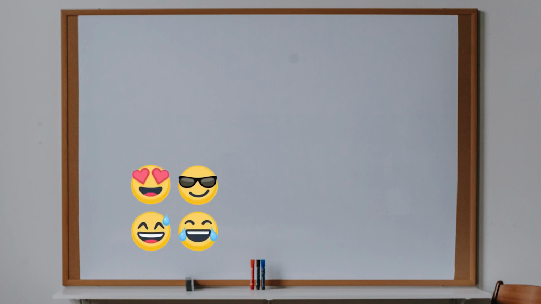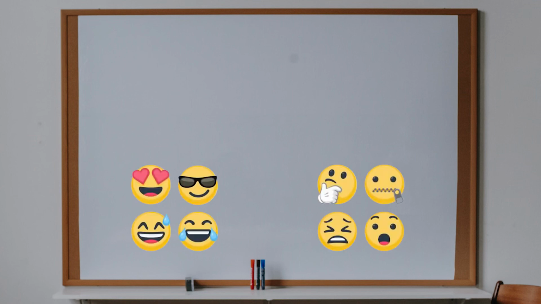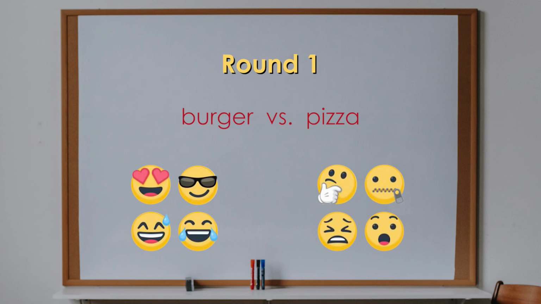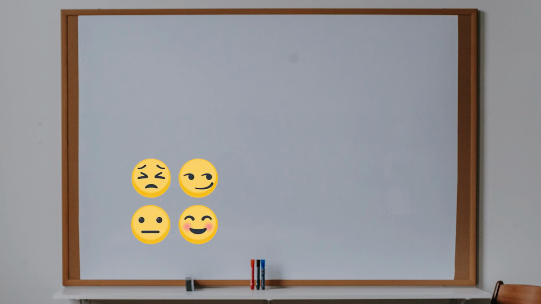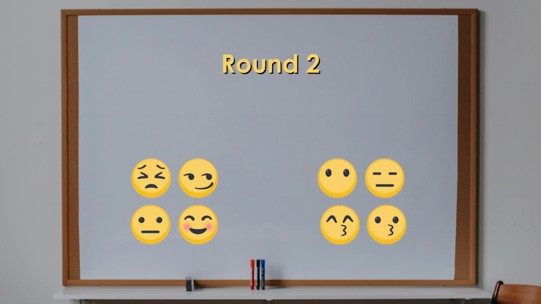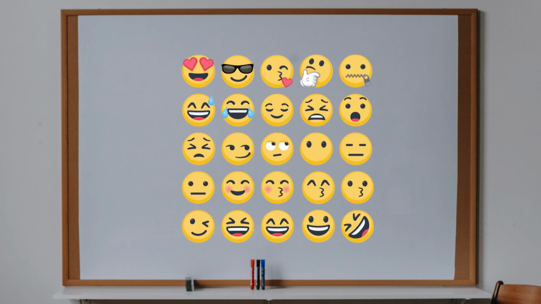Number 3, after picking a topic, make sure everyone participates. How? Well, what I like to do is I would, let's say, make 4 students face other 4 students for round 1, which is burger or pizza. And then I would choose new 4 students to face new 4 students for round 2. And I would pick a different topic, maybe love or money. And then round 3 and then round 4 till every student participates in a debate.